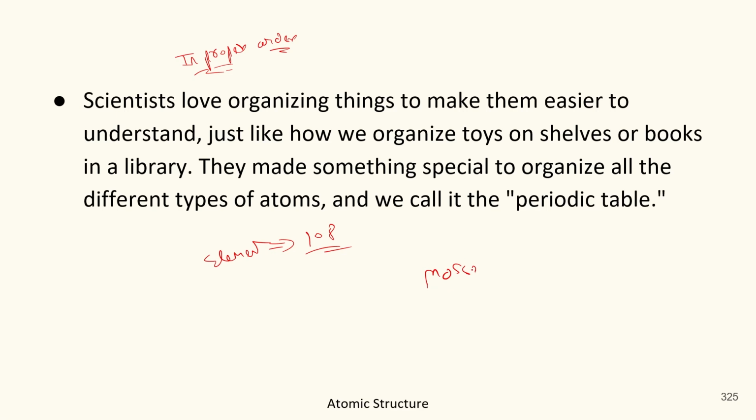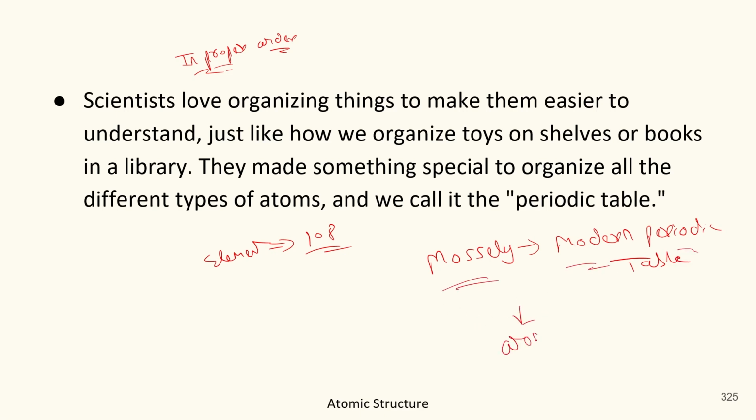Thereafter, another person whose name was Moseley gave the modern periodic table. Everything was the same, but instead of atomic mass, it uses atomic number. Moseley said if we arrange the elements on the basis of increasing atomic number, then we will be able to arrange them in an efficient way. We will discuss these things in our upcoming lectures.